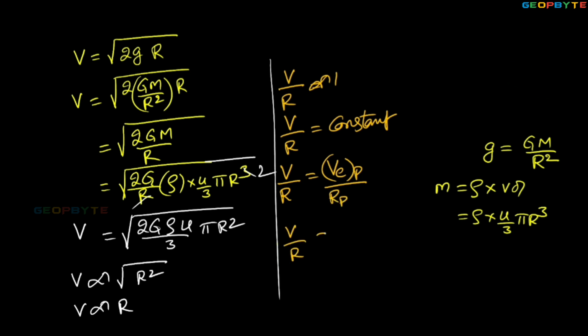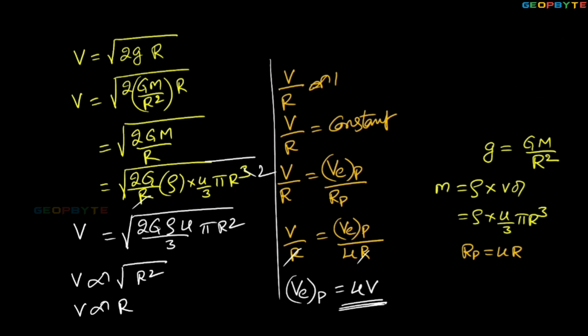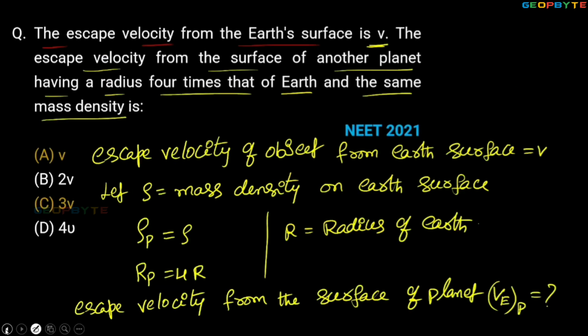V by R equals escape velocity from the planet divided by radius of the planet, which is given as 4 times the radius of the Earth. This R part will be cancelled. From this, escape velocity from the planet surface equals 4 times the escape velocity from the Earth surface, 4 times the v. Look at the options. Option D is absolutely correct. Understood clearly? Yes, this is the most expected problem as a repeating problem. That's why I am rating it as a five-star problem. Five-star problem means this kind of problem can be repeated.